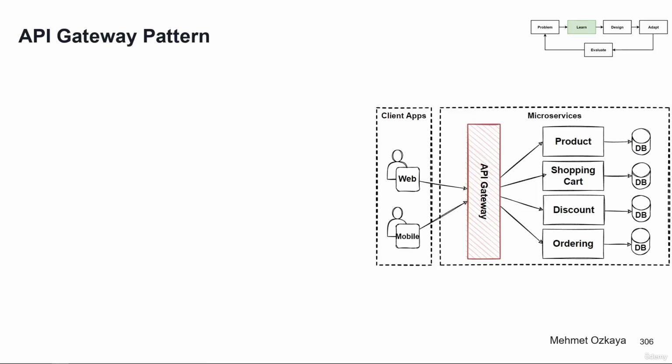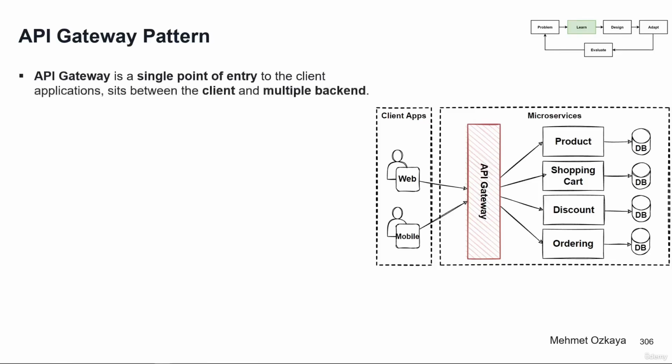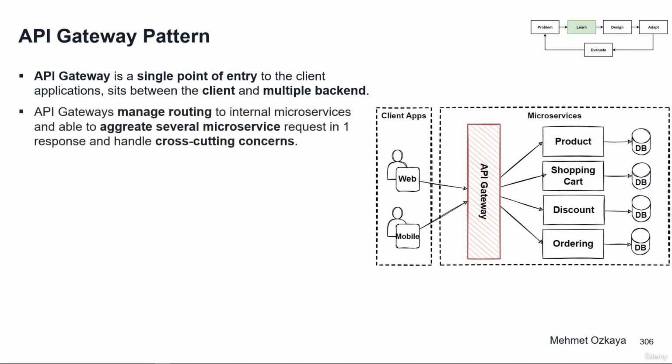In this video, we are going to learn what is API Gateway pattern. API Gateway is a single point of entry to the client applications. API Gateway sits between the client and multiple backend services. API Gateways manage routing to internal microservices and are able to aggregate several microservices requests in one response.